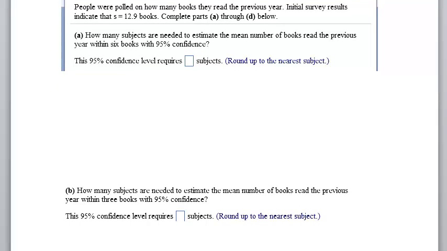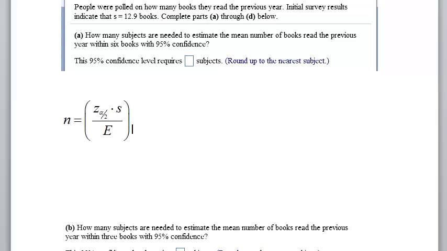So how many subjects are needed to estimate the mean number of books read the previous year within 6 books with 95% confidence? So we need the formula, and there's our formula: N equals Z sub alpha over 2 times S divided by E. In all these, for homework anyway, you've got that view an example that will generally give you the formula there. Now, sometimes when we're doing these, you don't need the formula, right?